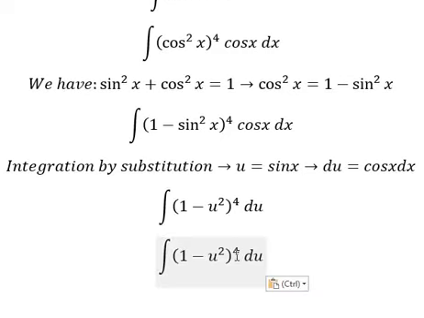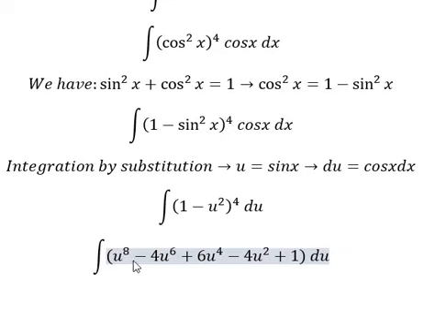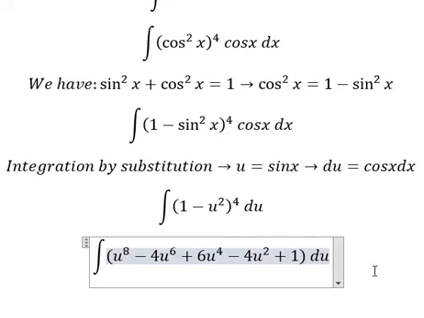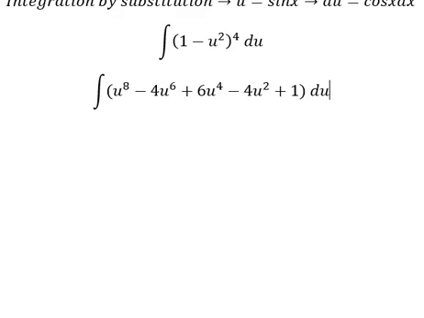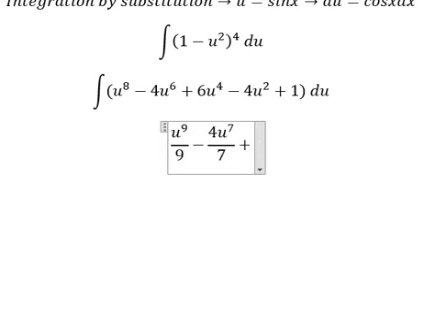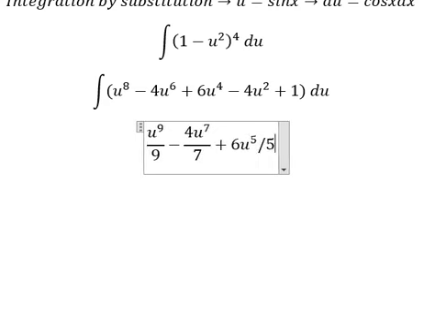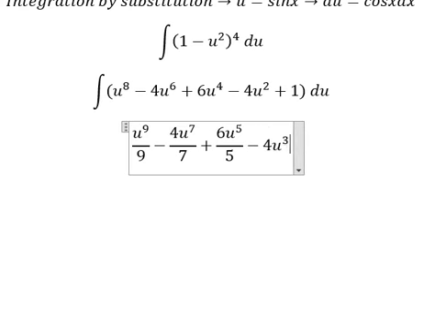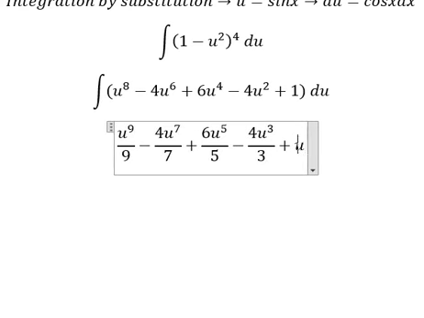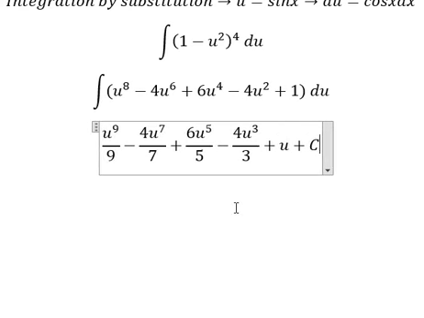And now we need to expand this one. After we expand this way, we can get the final answer. U to the power of 8, you get u to the power of 9 over 9. The next one is u to the power of 7 over 7, u to the power of 5 over 5, u to the power of 3 over 3, and the last one is u. And we put c.